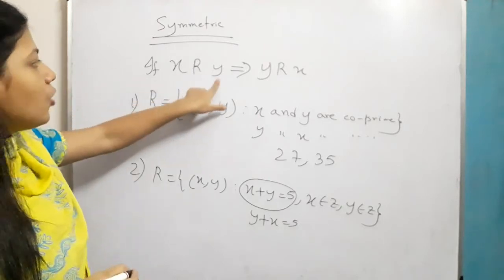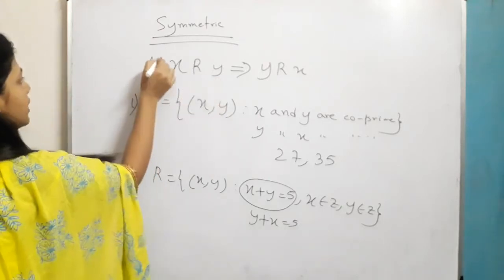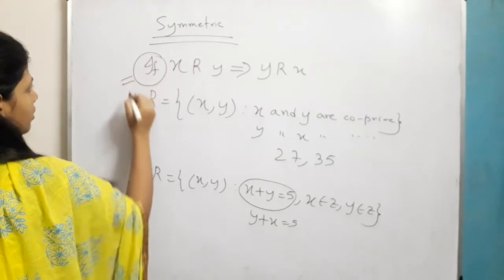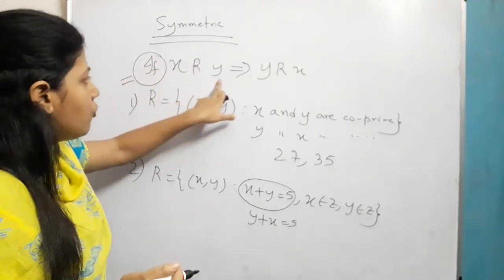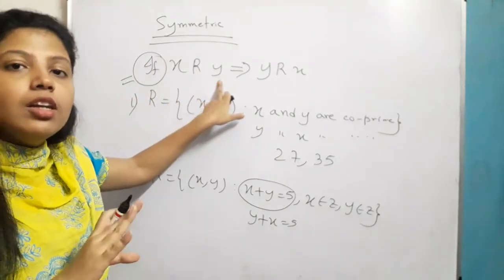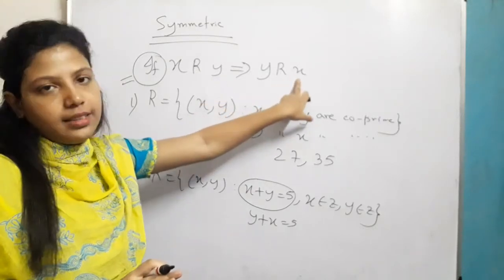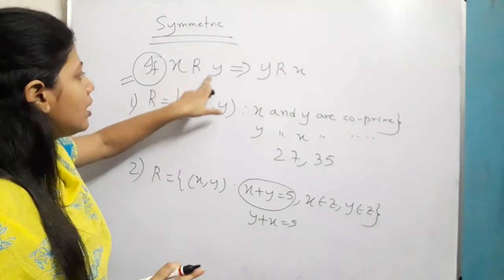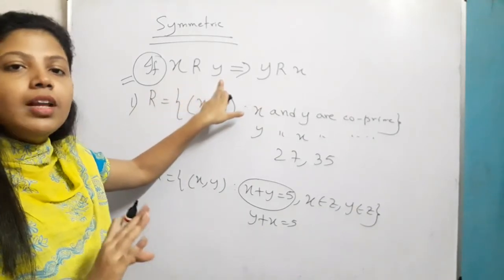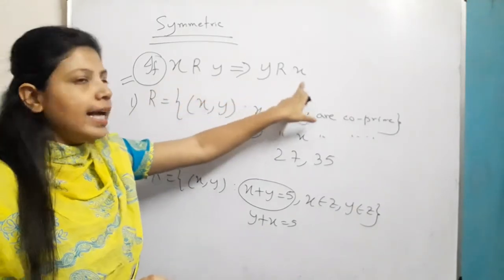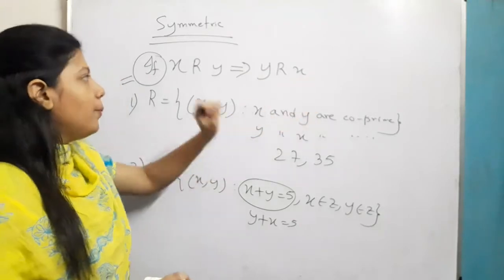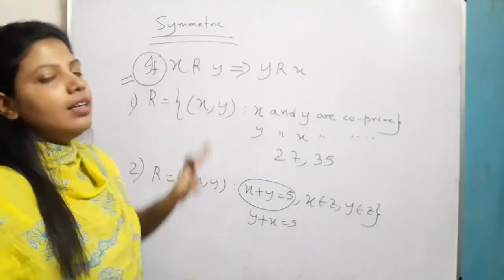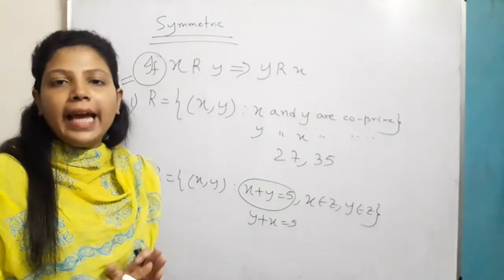If x R y, now this "if" is very much important. If x R y does not happen, I will not check y R x. I am repeating once more. If x is not connected to y, I will not check y R x also. Why? Because symmetric, this one does not hold for all the elements.